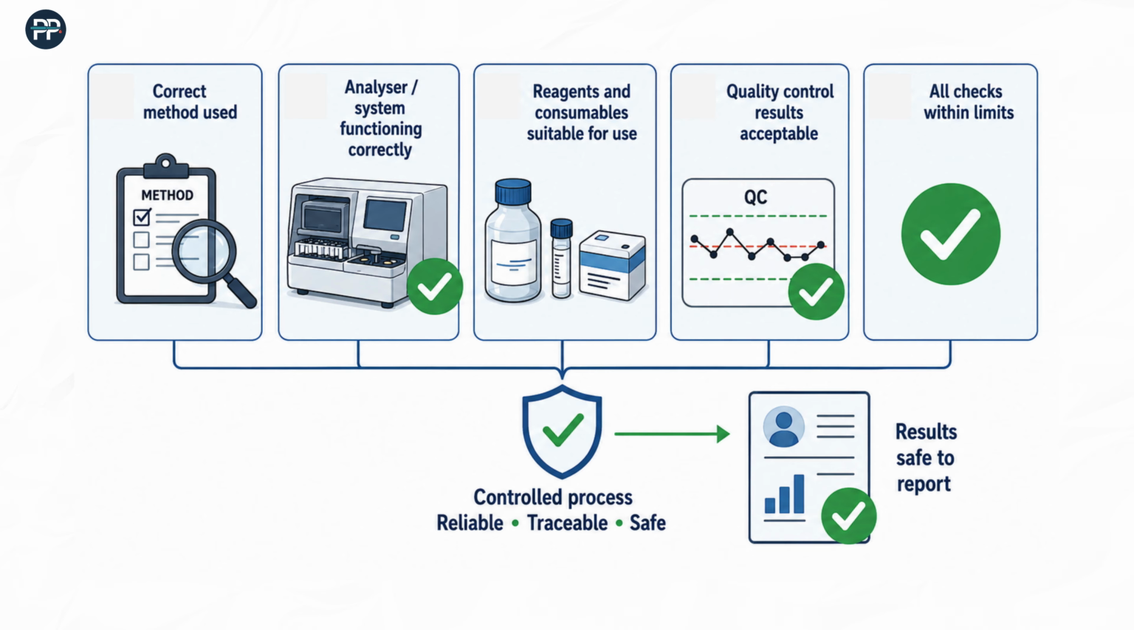Before patient results can be reported, the laboratory must make sure that the testing process is under control. This means checking that the correct method was used, that the analyzer or test system was functioning correctly, that the reagents and consumables were suitable for use, and that the required quality control results were acceptable.